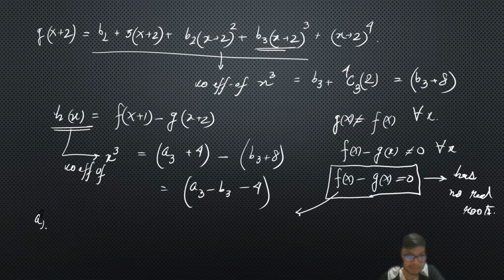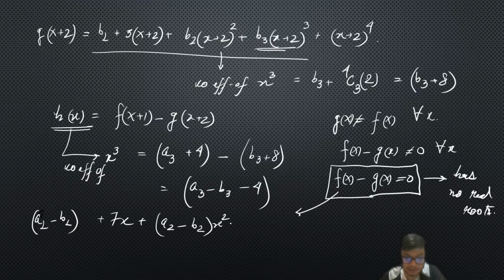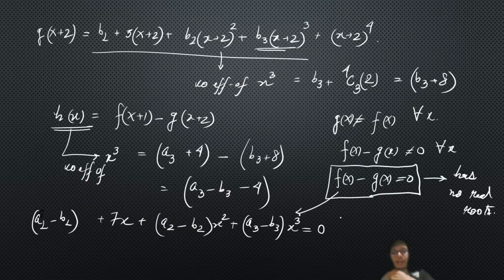so if I do f of x minus g of x, it is going to turn out as a1 minus b1 plus 7 times of x plus a2 minus b2 times x square plus a3 minus b3 times x cube is equals to 0, has no real root.